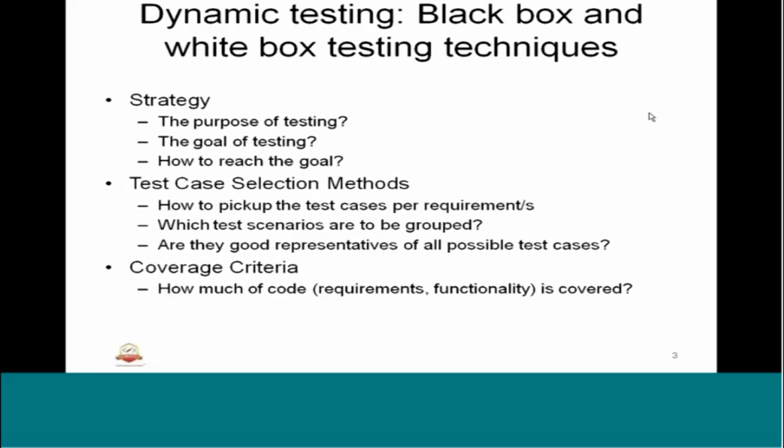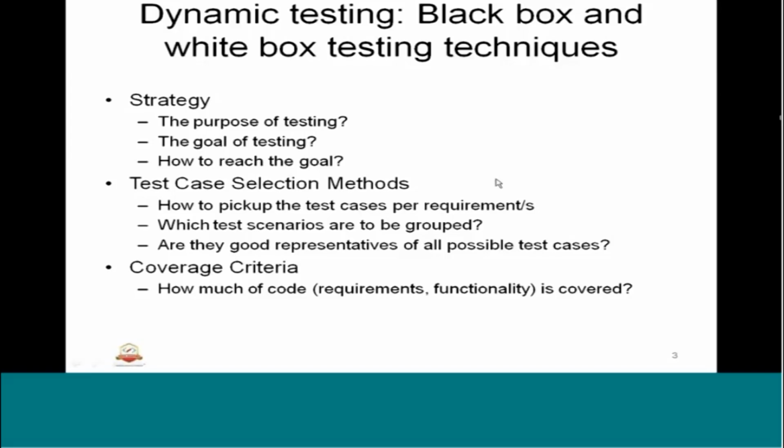Basically we need to have a strategy for testing. What is the purpose of testing, the goal, how to reach that goal, all this has to be laid out. Once we have these details, we are going to have test case selection methods. That means how we can pick the test cases for each of the requirements of the functionality, and which scenarios need to be combined together so that they can be executed in one shot. All test cases representing a group also need to be handled while doing the test case selection.